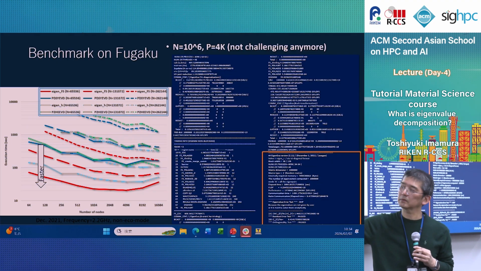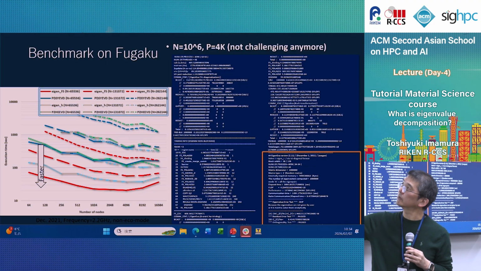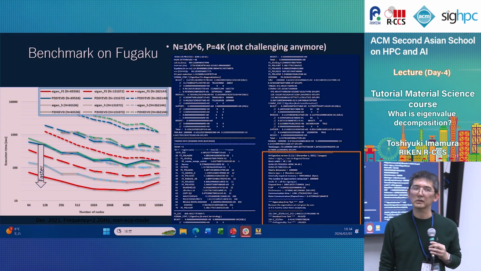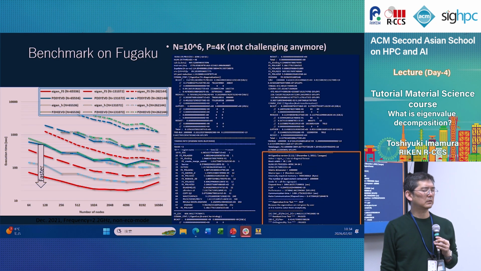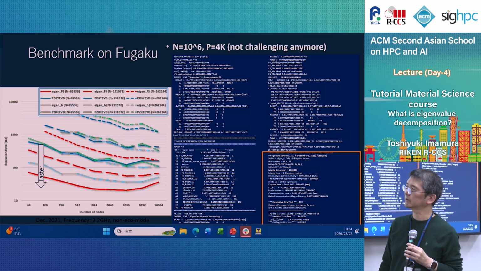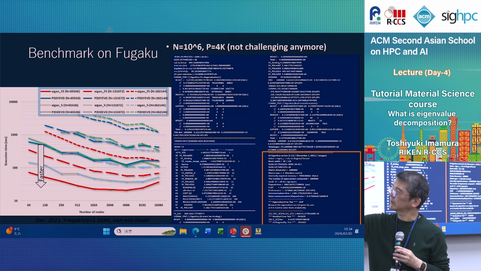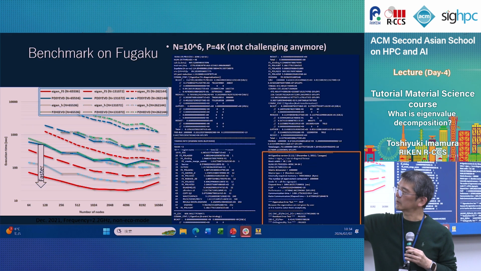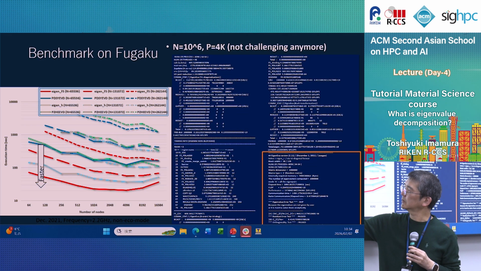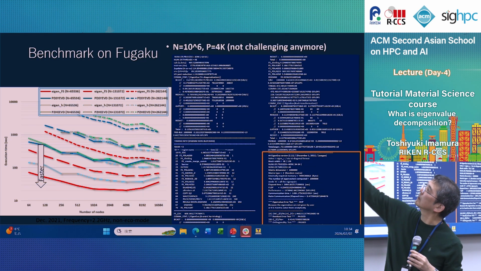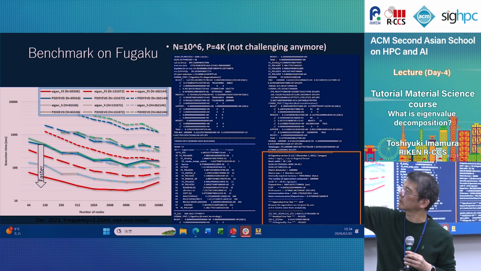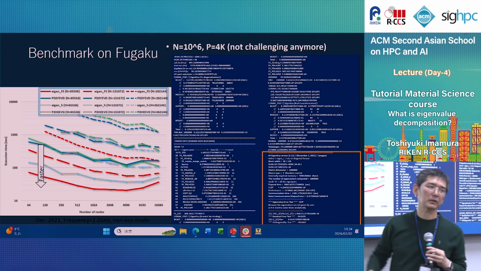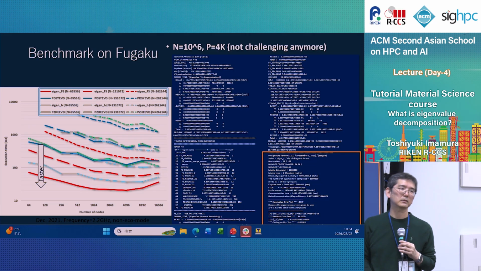If we run the benchmark with 64 computational nodes, I think a single node of the Fugaku system shows 3 teraflops. Is it correct? 3 teraflops for a single node, single CPU. Yes, like that. I don't actually remember the single node performance, but with 64 Fugaku computational nodes, we can run this benchmark in less than 100 seconds. So it's approximately 1 minute.